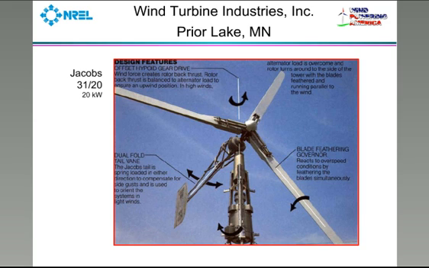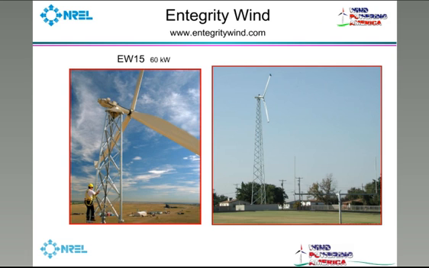Jacobs turbine. This turbine design actually goes back to the 1920s and was a very popular turbine in the 20s and 30s. The intellectual property was picked up by Wind Turbine Industries out of Minnesota, and they've started making them again, and it's a reasonably popular turbine. It has a few more moving parts, a little more complex than some of the other simple turbines, but still seems to work pretty well.